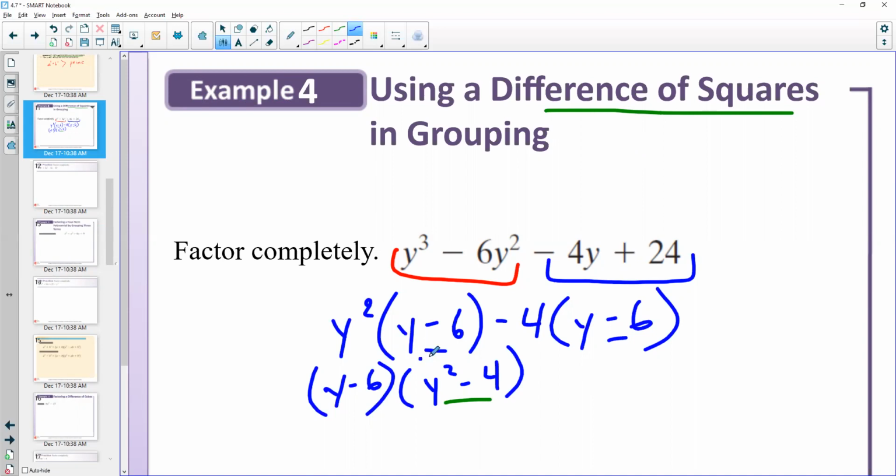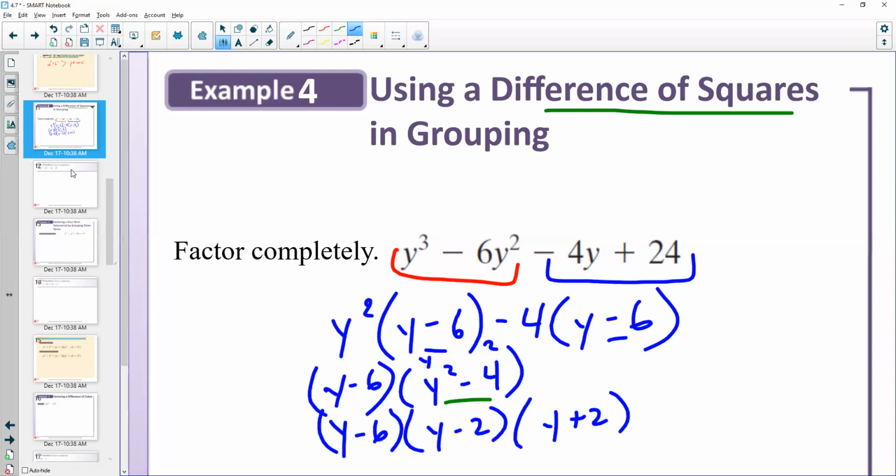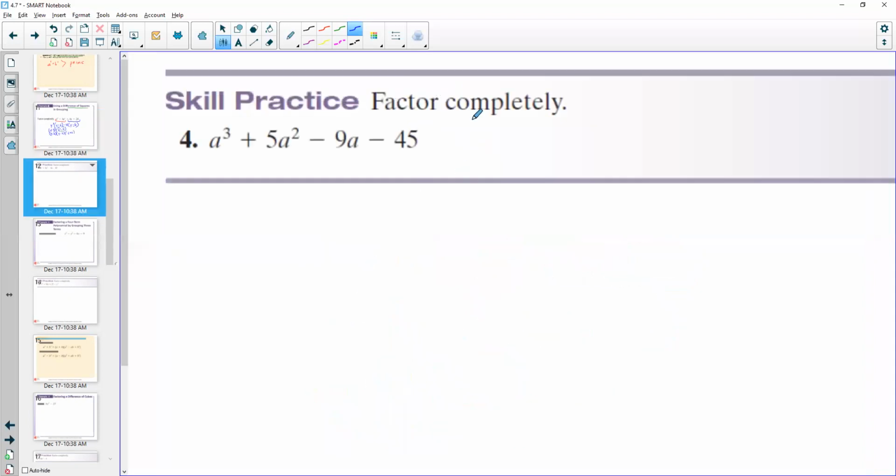So I'm going to take this apart. The base is a y, the base is a 2. So I'm going to keep y minus 6. I can't ditch that guy. He's part of it. My first binomial is y minus 2. My second is y plus 2. All right? Okay. Same process here.